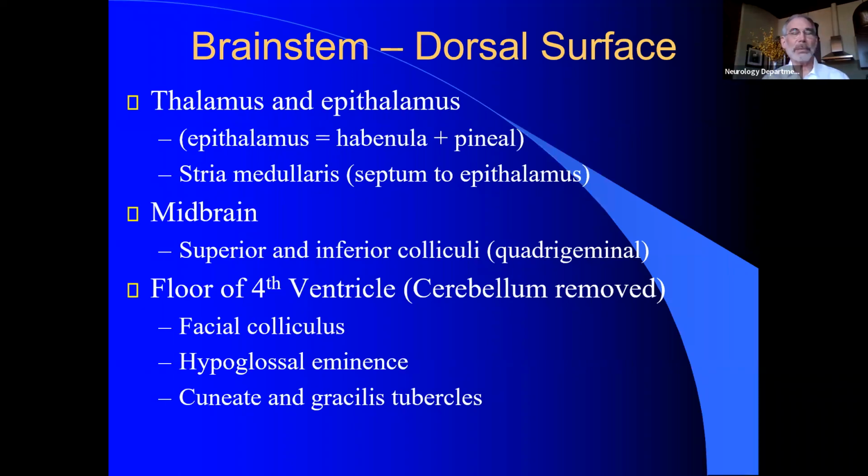And then you get to the brainstem proper. We're going to look at the midbrain. Remember, we're looking at the dorsal surface. We're going to see the quadrigeminal plate, the superior and inferior colliculi.